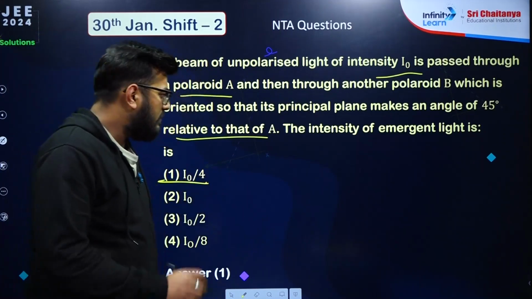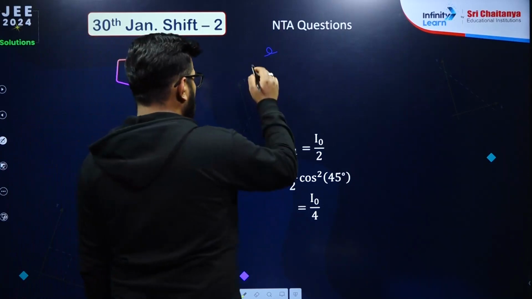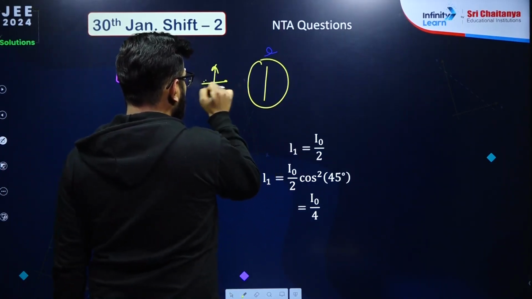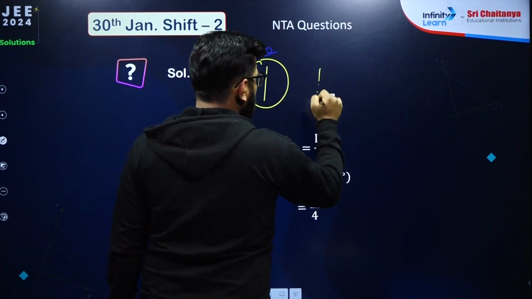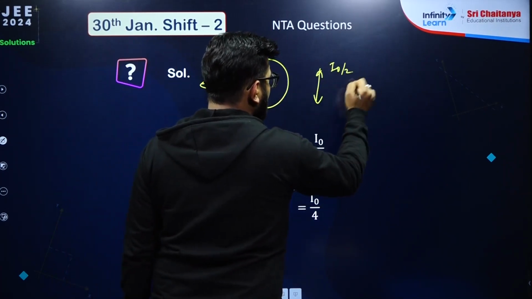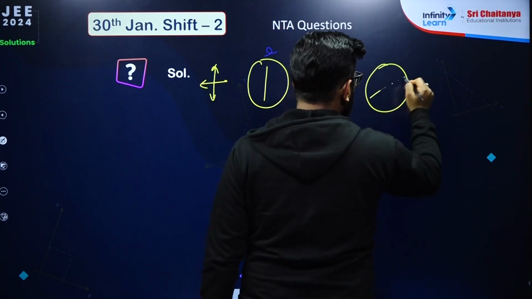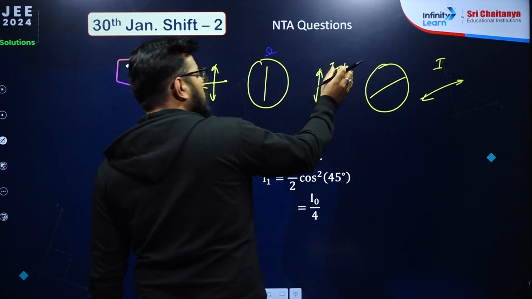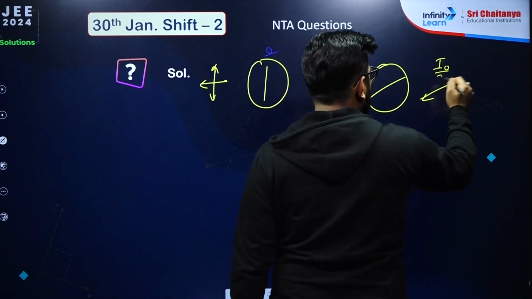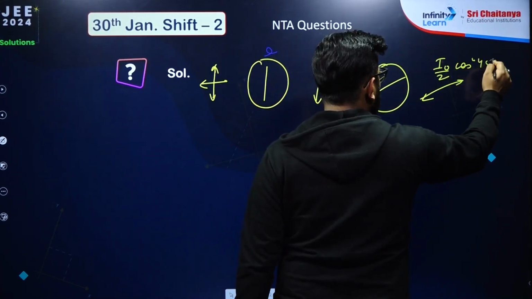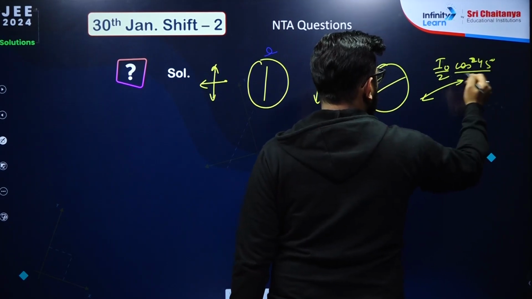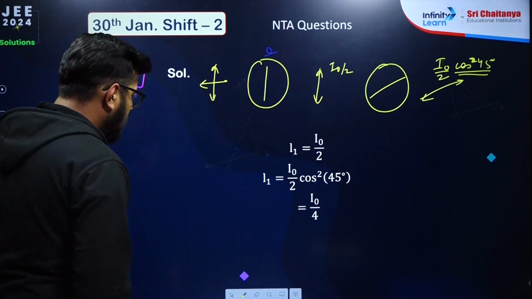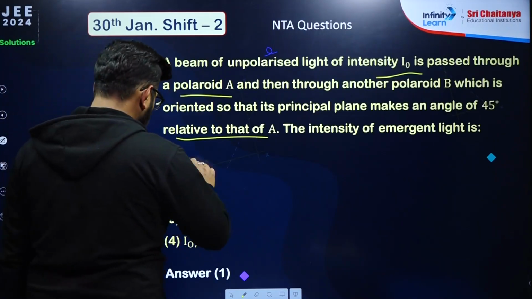This is a very standard case, wherein I'll just show you the diagram. Initially unpolarized light is there, it passes through this Polaroid, so only I naught by 2 comes over here, and then when it passes through another Polaroid, this light ray will come, and this will be cos square theta times this one. So I naught by 2 into cos square 45 degrees. Cos square 45 is 1 by 2, so I naught by 4 is the correct answer over here. I hope you have understood this case, and yes, option number 1 is the correct answer.